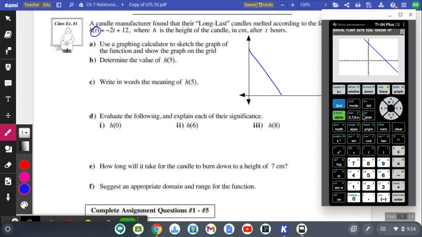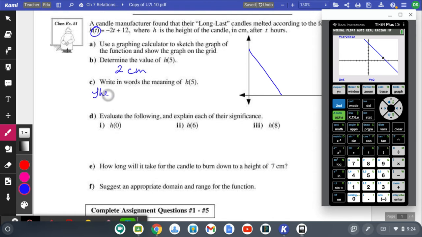Okay. Find the H of 5. What does that mean? What is 5? T. Time. How do I find it when time is 5? Trace. Trace 5. Hit enter. What's the height? 2 centimeters. It says write in words the meaning of H of 5. What are the words I would write?